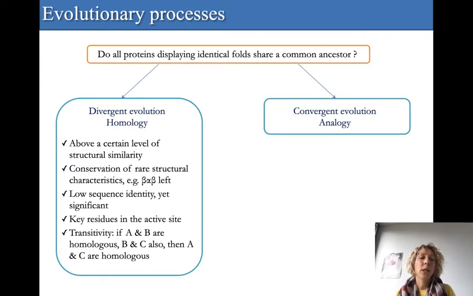So the basic principle for homology is that we have transitivity. If A and B are homologous, meaning they descend from a common ancestor, and B and C are homologous too, then A and C are homologous. So you have a transfer of homology. It means that you can go far in sequence identity and still have some homology insight or evidence because of this transitivity between intermediates that are closer.